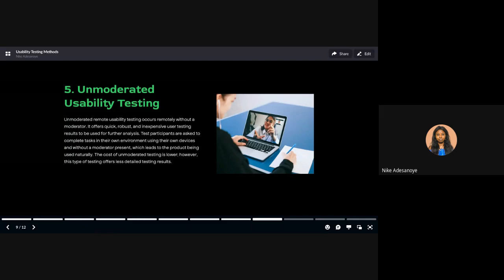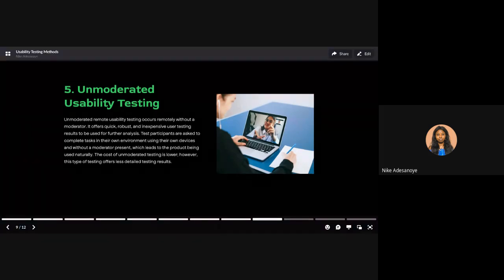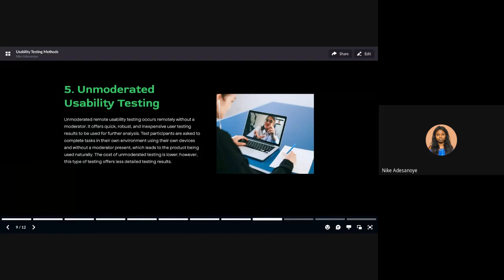Although there's no actual way to really use it, you can decide to start with unmoderated usability testing and then end up with moderated usability testing, right? I'm talking about the unmoderated and moderated though. There is no actual method that says we have to do the moderated first before the unmoderated. You can decide to do one before the other, but just be sure that the method you're using is what really gives you the result you're looking for.